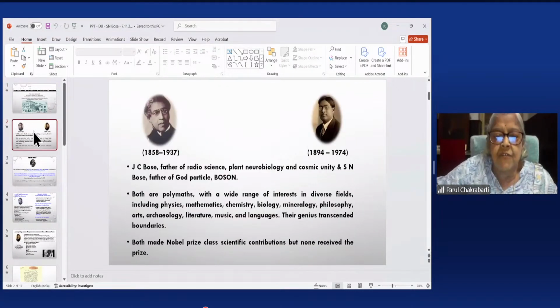J.C. Bose, father of radio science, plant neurobiology, cosmic unity. S.N. Bose, father of the God particle boson. Both were polymaths with a wide range of interests in diverse fields, including physics, mathematics, chemistry, biology, mineralogy, philosophy, arts, archaeology, literature, music, and languages. Their genius transcended boundaries. Both made Nobel Prize class scientific contributions, but neither received the prize.